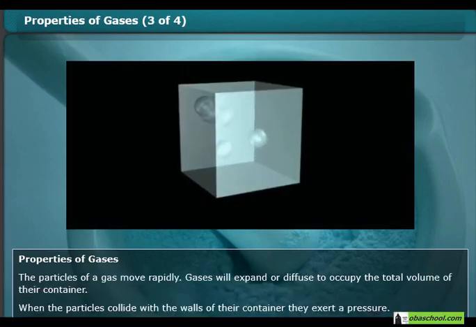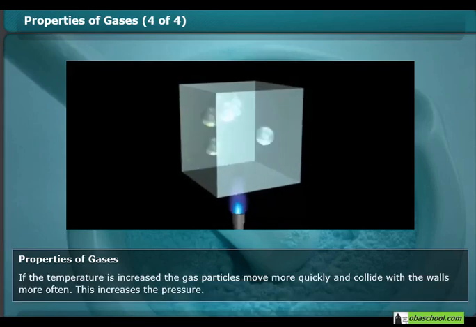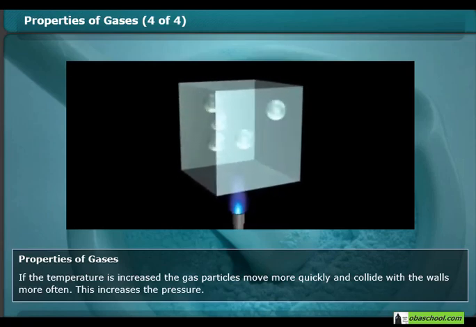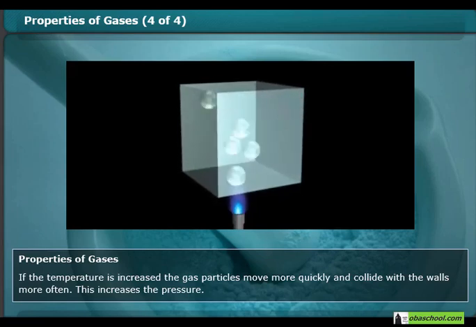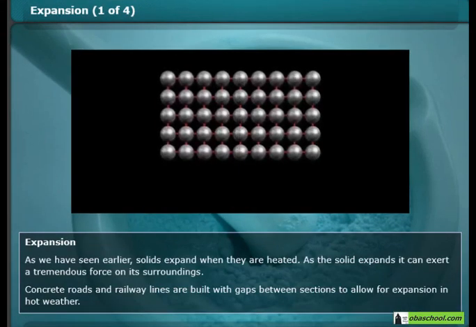The particles of a gas move rapidly. Gases will expand or diffuse to occupy the total volume of their container. When the particles collide with the walls of their container, they exert a pressure. If the temperature is increased, the gas particles move more quickly and collide with the walls more often. This increases the pressure.